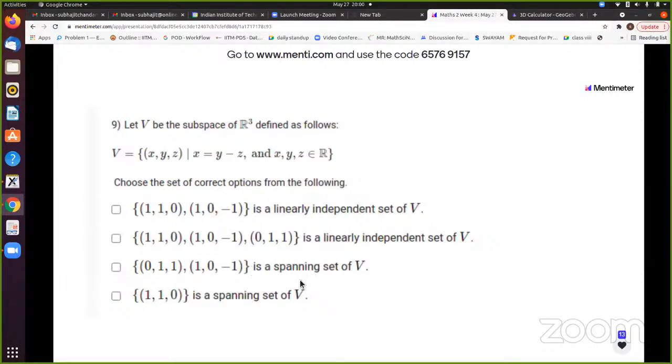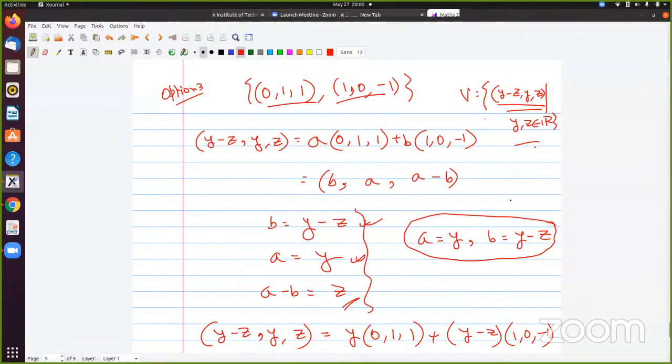Okay, so then after calculating the value of A and B, how do we say that it is a spanning set of that? Because it has some values. Yeah, some values. So basically I can write this general form of vectors in V. General form of vectors means how the element looks like in V. Any general element will look like y minus z, y comma z.